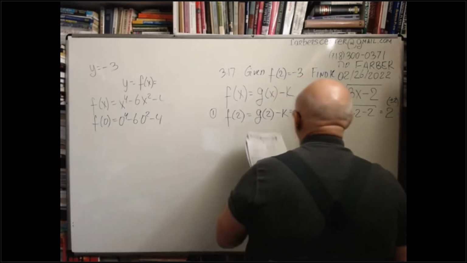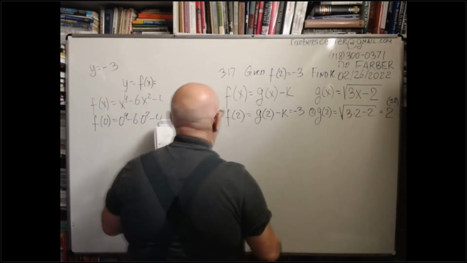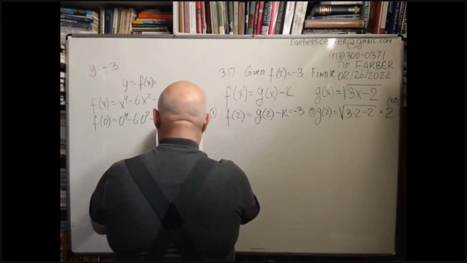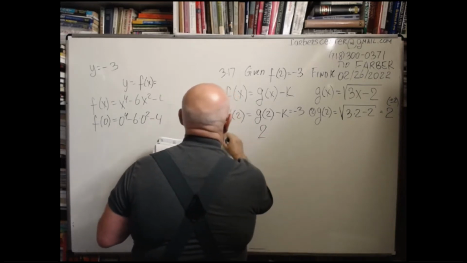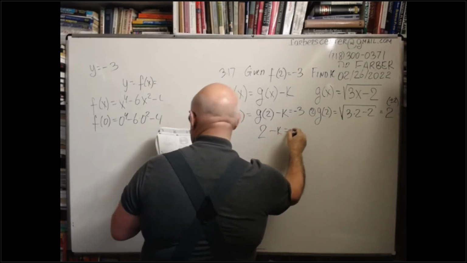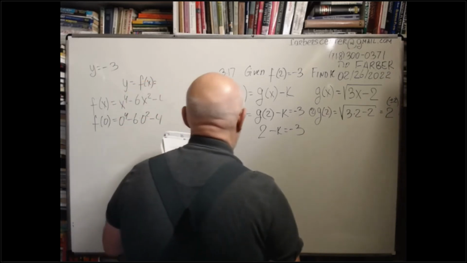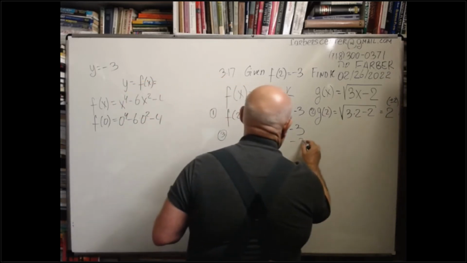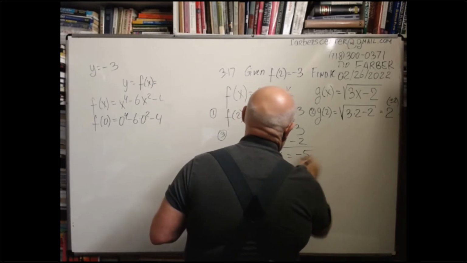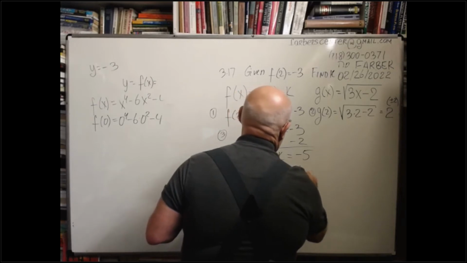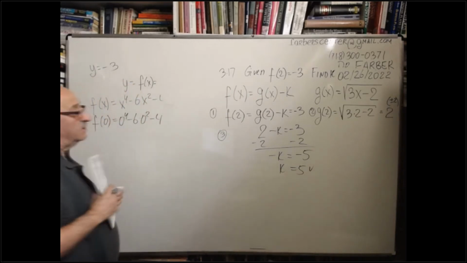Since I have this one, if this is 2, plug in here, step number 3: 2 minus k equals negative 3. Subtract 2 from both sides. Negative k equals negative 5, or k equals 5. Is everyone 100% understanding? There was a question as well.